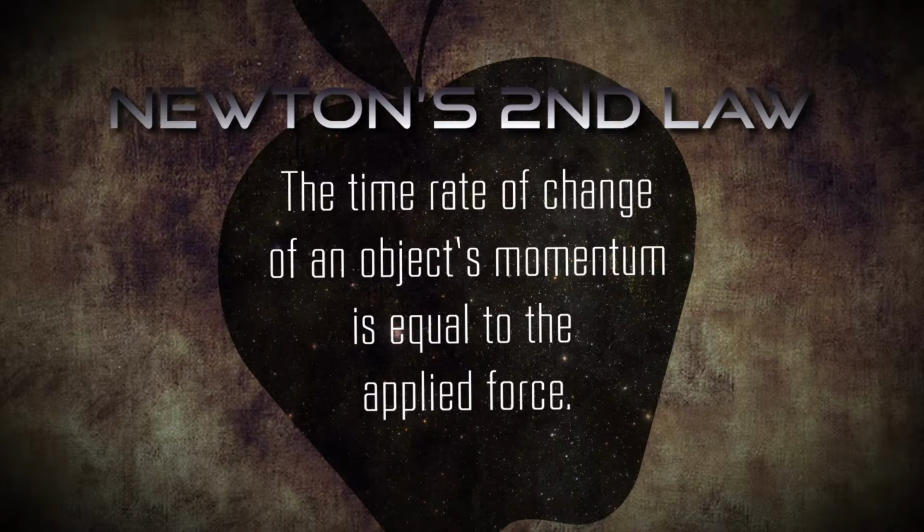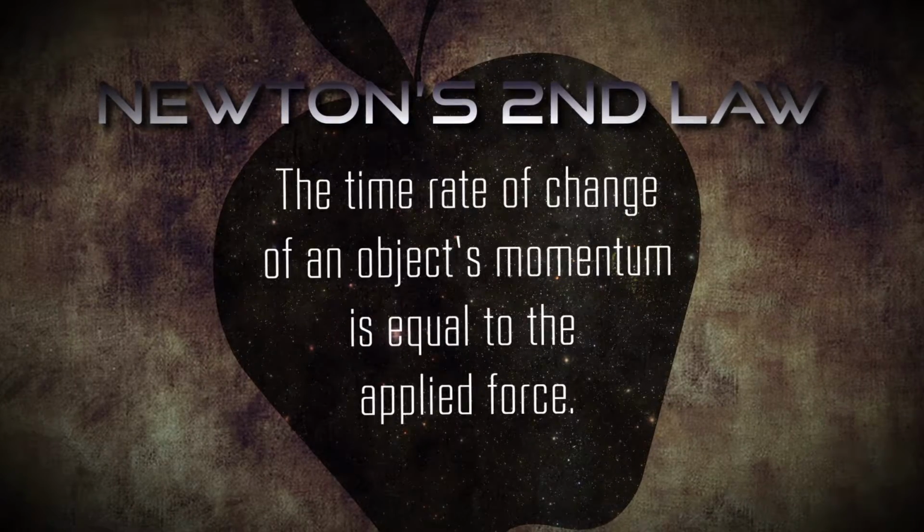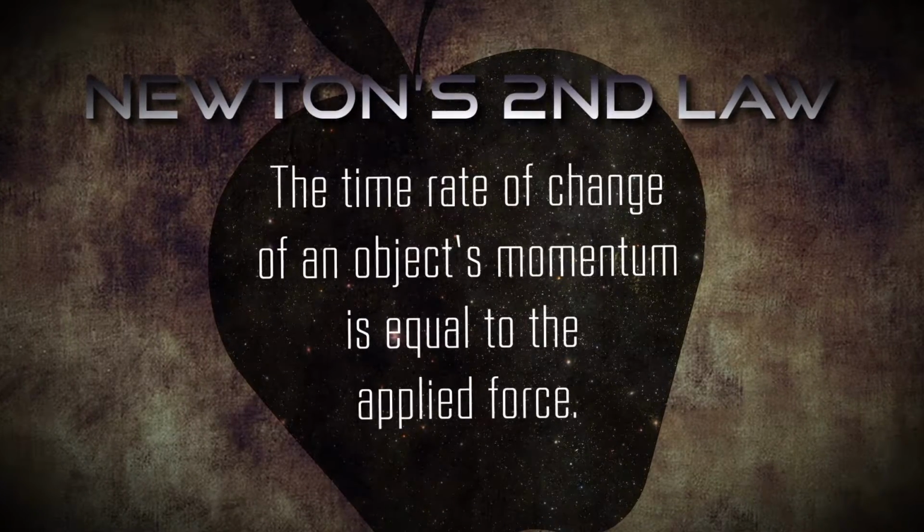Newton's second law states that the time-rate of change of an object's momentum is equal to the applied force. The key component of this law is momentum. Momentum is simply the resistance an object has to change its speed or direction of motion. So to change an object's speed or direction of motion, a force must be applied. This law allows us to determine the force required to overcome the object's resistance to change.